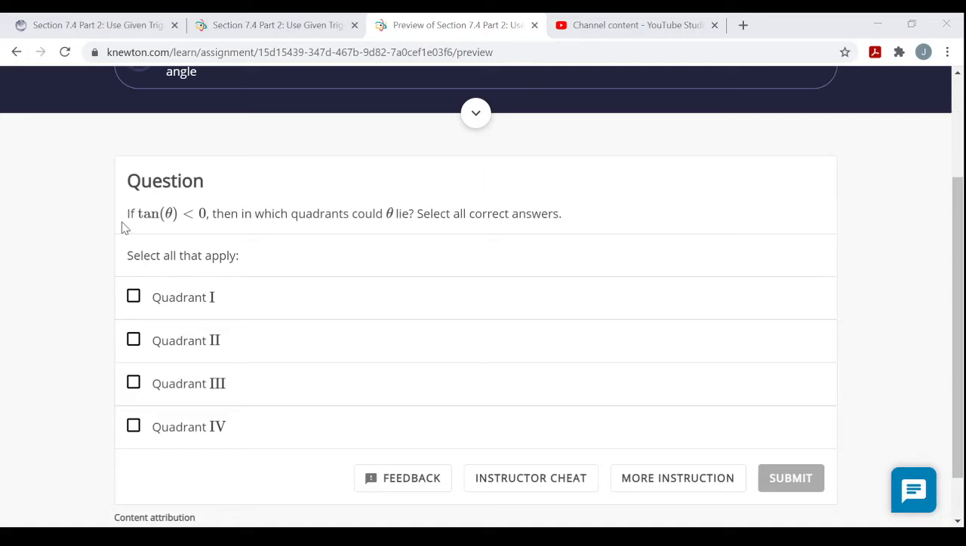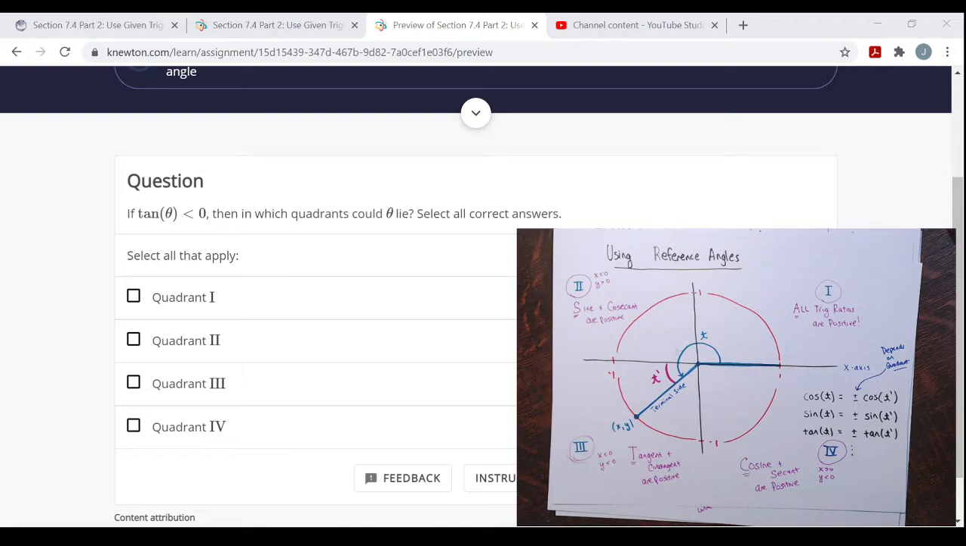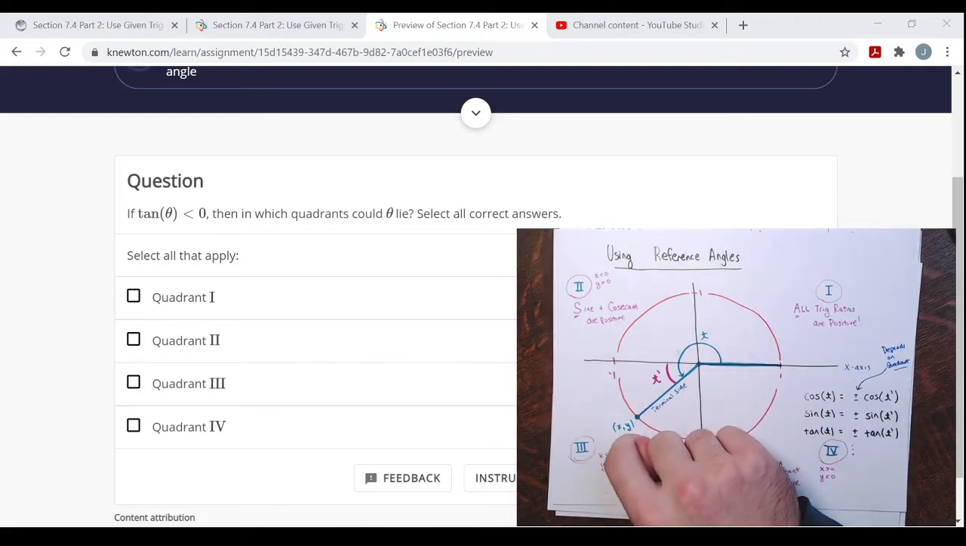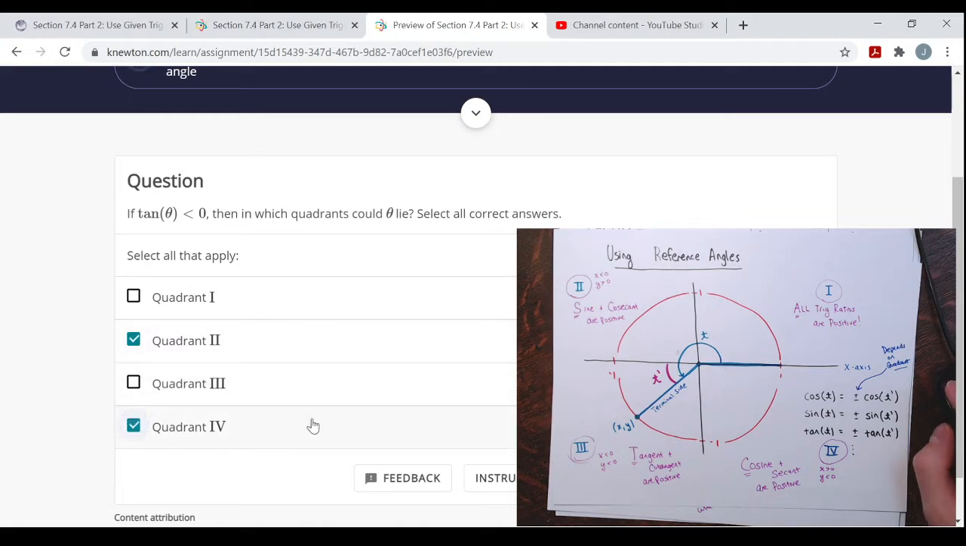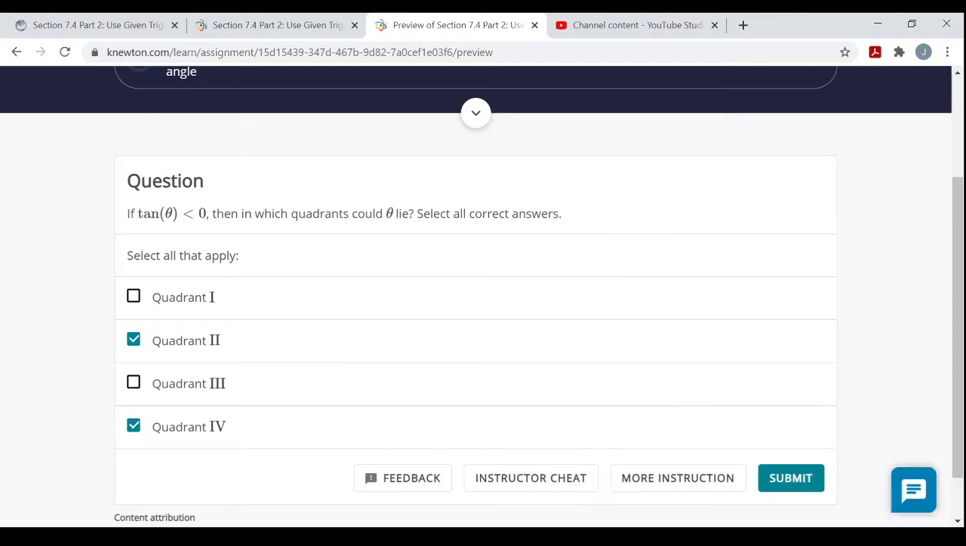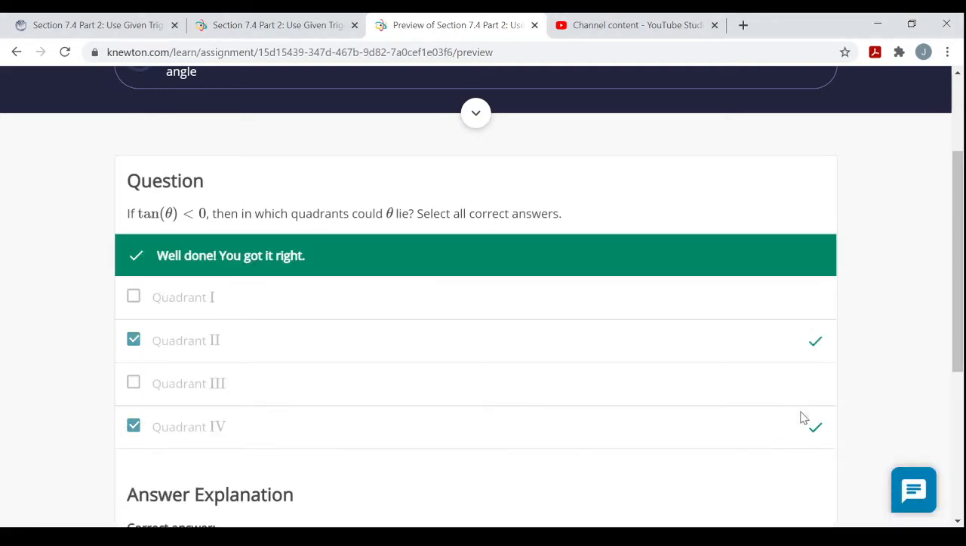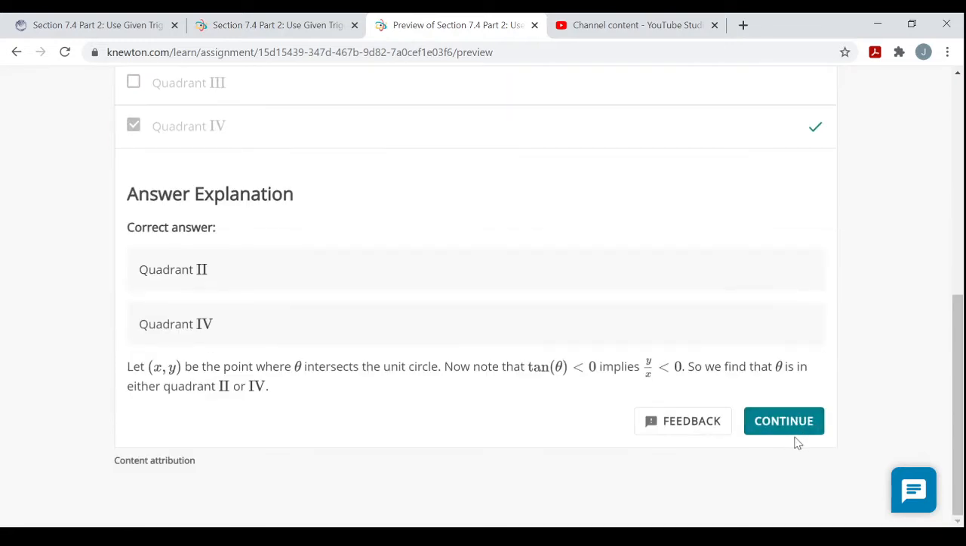So here we're told the tangent of an angle is negative. In which quadrant could theta lie? So look at my picture again. Let's pull it up here. If the tangent is negative, well, think about where the tangent is positive. In quadrant 1 and quadrant 3, you'd have a positive tangent. So in quadrants 2 and 4, you'll have negative tangents. So quadrant 2 or quadrant 4 is where your angle theta could be if the tangent were a negative number. Again, they go through the explanation and all that.